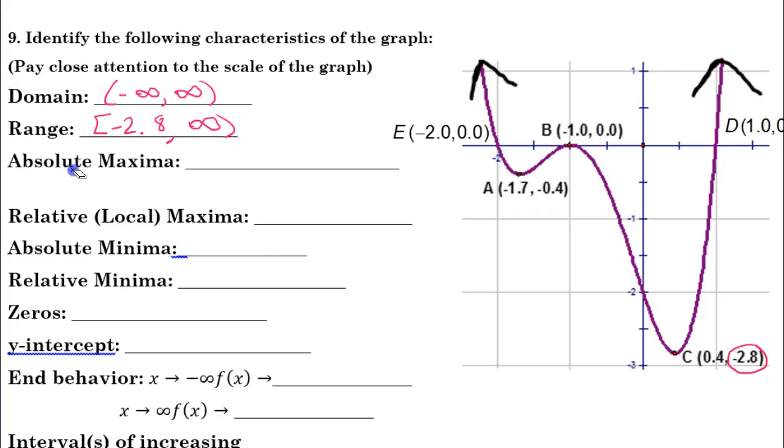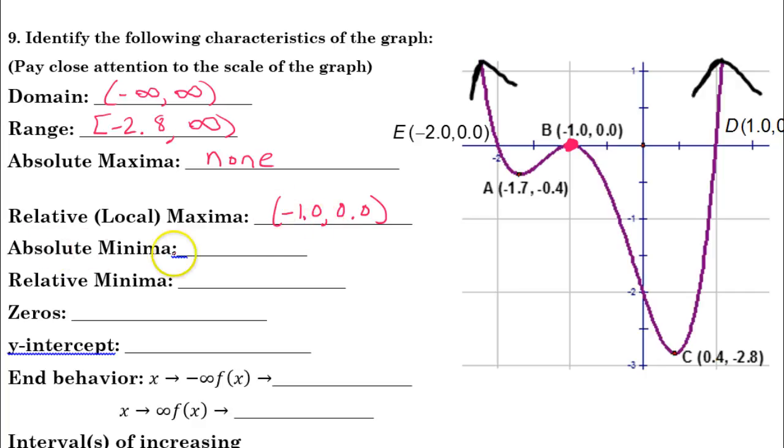Anyway, let's talk about absolute maxima. All right, is there a high point? No. This graph goes up forever. So there is no absolute maximum. That would be the highest point on the graph, and there's no limit up here. So we will say none to that. What about local maxima? Are there any points at the top of a little hill? Well, yeah. There's a point right here at the top of this little hill. And so I'm just going to put those coordinates. Negative 1.0 comma 0.0. That's my local maximum.